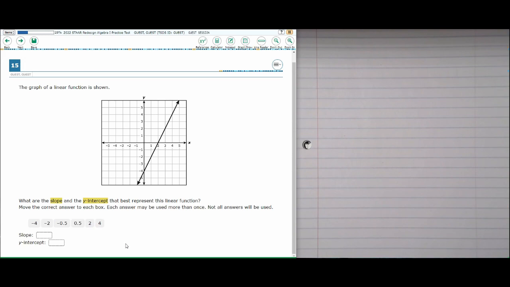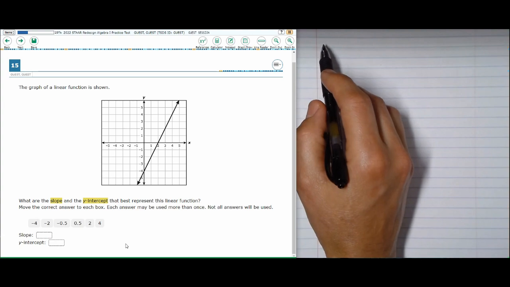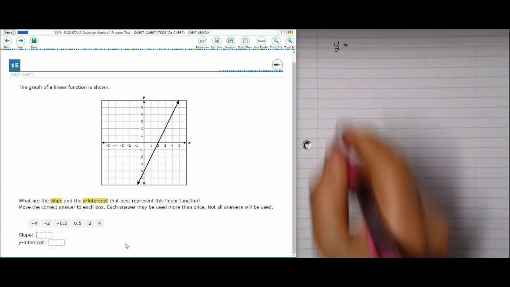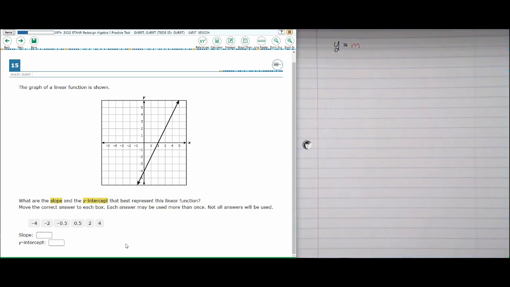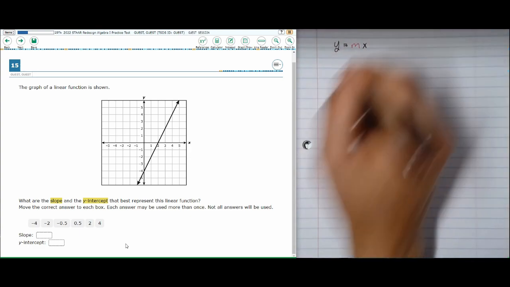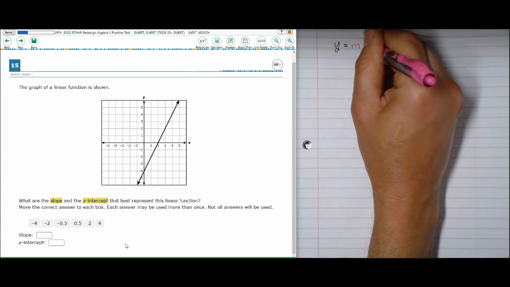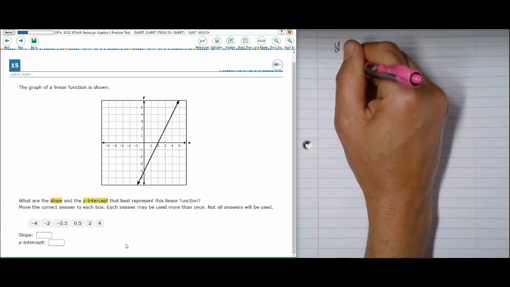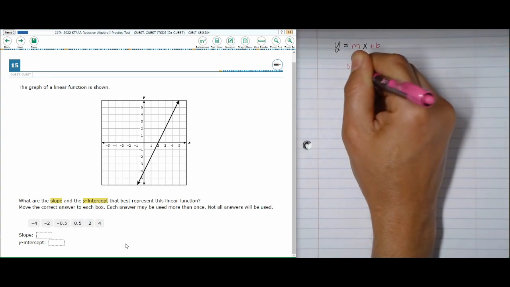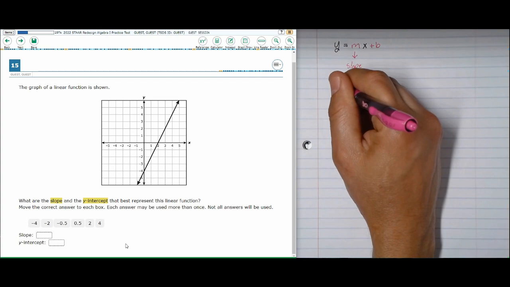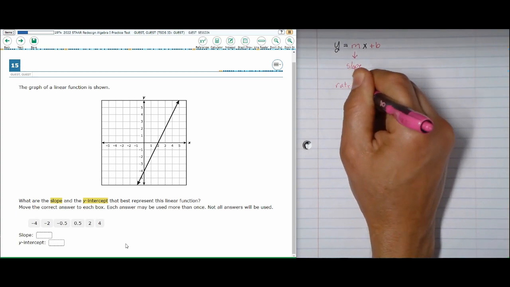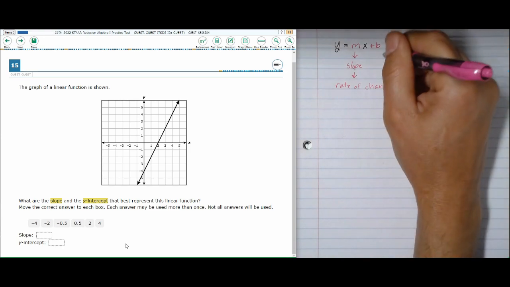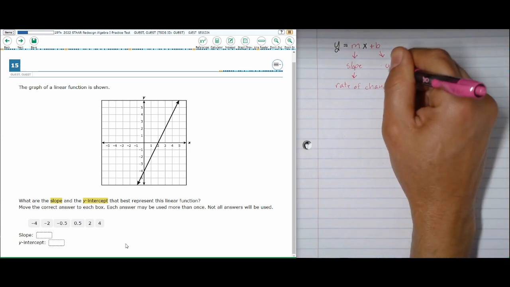Once again, when you see a problem like this, what I want you to really think about and remember is that in the equation y is equal to mx plus b, remember that m is the slope, and sometimes it is also called the rate of change. And b is the y-intercept.